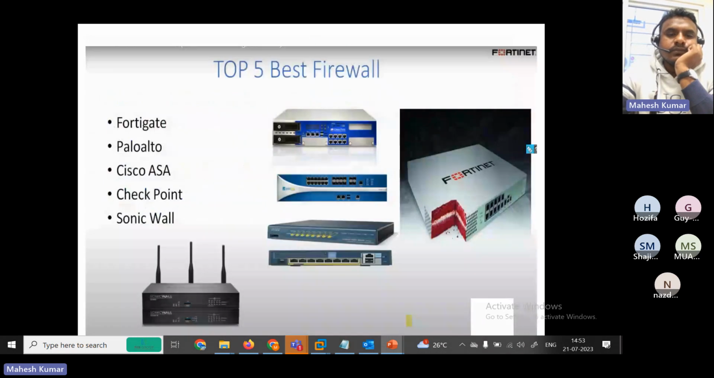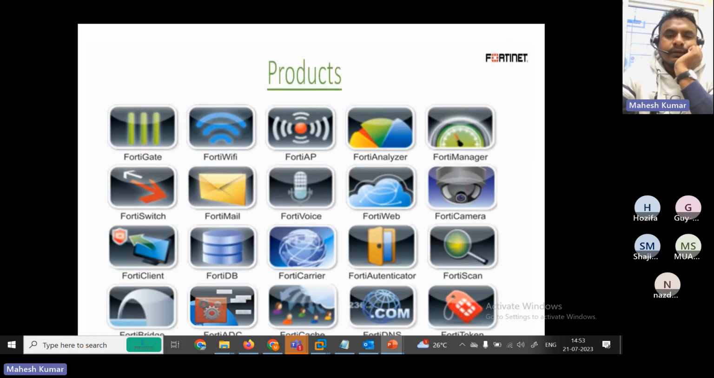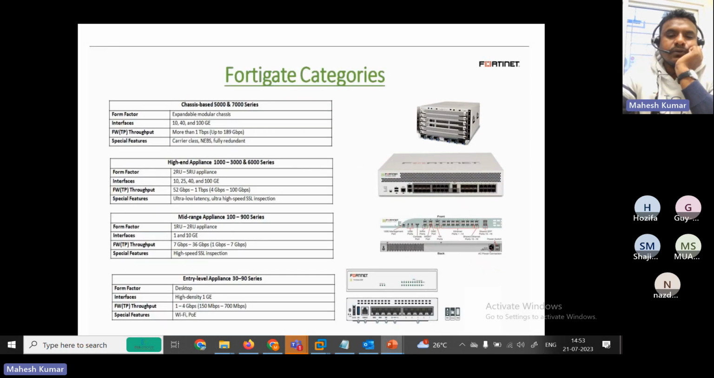Okay, so there is some brand you can go and learn. Introduction and history, you can do a Google search and you can know about the FortiGate firewall. The products which Fortinet is providing to the market are the FortiGate firewall, FortiWi-Fi, access point, analyzer, manager, FortiSwitch, FortiMail, FortiVoice, FortiWeb, FortiCamera, FortiClient, FortiDB data center. I think FortiDB means database, and FortiCarrier, FortiAuthenticator, FortiScan, and many more things are there.